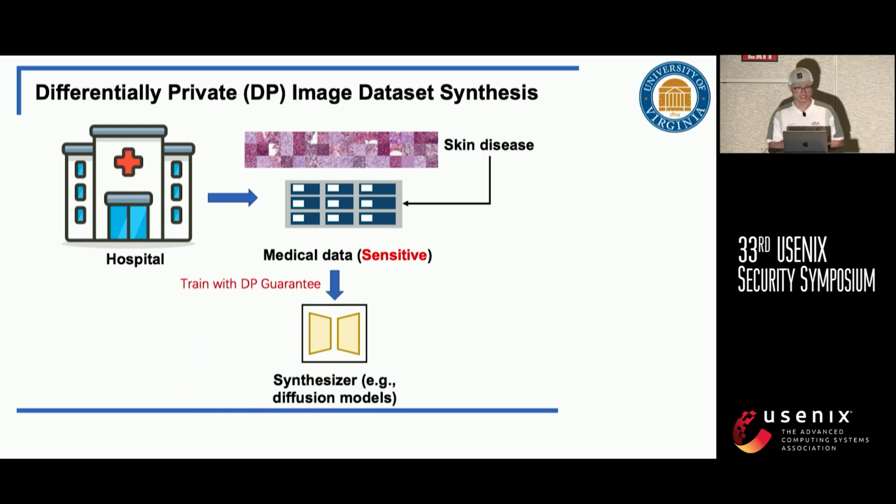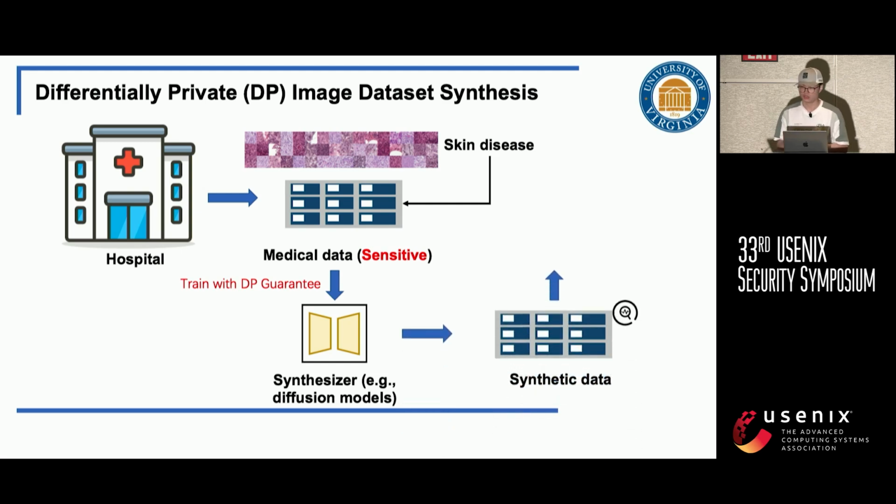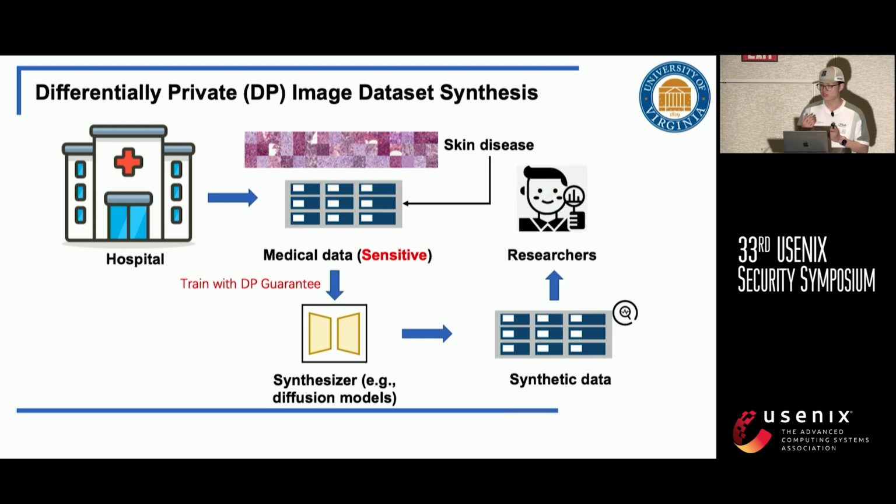Returning back here, directly releasing this dataset to do some downstream tasks has privacy leakage problems. And then we can train a data synthesizer with DP guarantee, and use it to generate some synthetic data. This synthetic data is fake data, but it is noted that it has a similar distribution to the original dataset. So we can release this dataset to the researchers, and researchers can do downstream tasks on it without privacy leakage concerns.